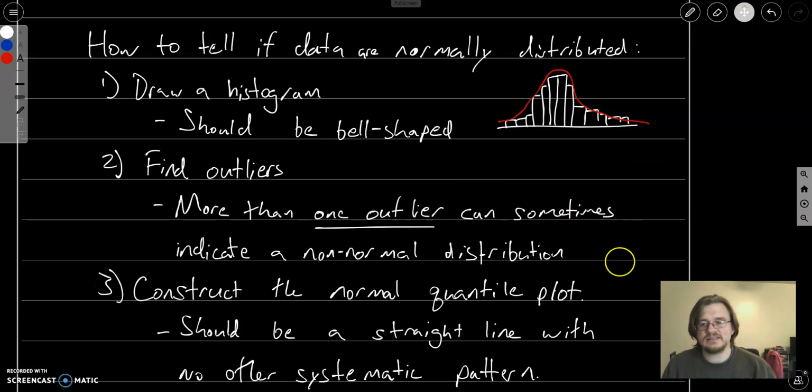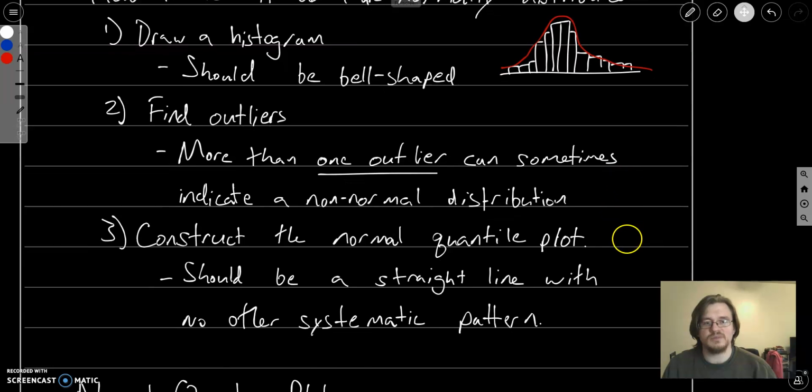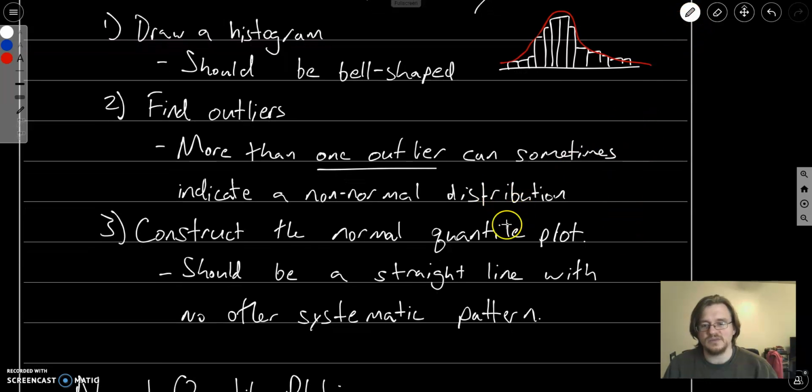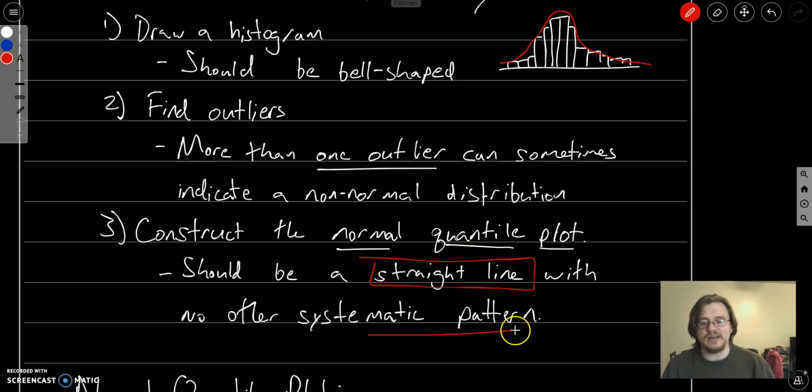And the last, more precise way of looking at whether or not data will be normally distributed is to construct what's called the normal quantile plot. We'll construct this graph, and it should have a very particular flavor. It must be a straight line, and we'll look at some examples in a second, but it'll have to be a straight line without any patterns popping up in here.